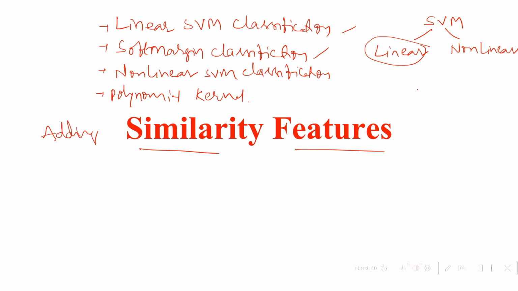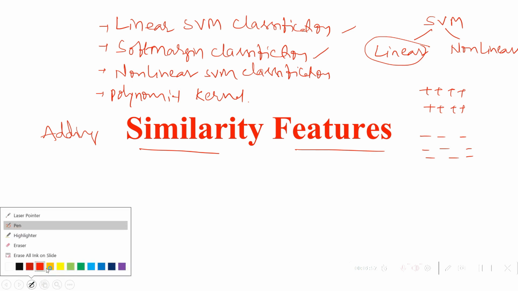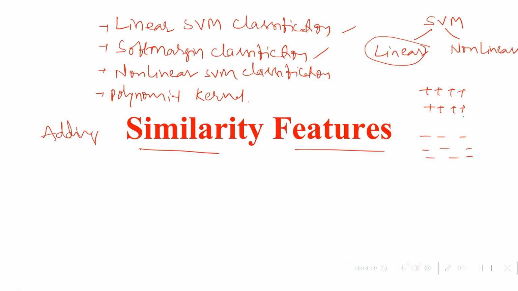So what is the meaning of linearly separable data? The data can be separated with the help of a simple linear equation. For example, the data set will look like a positive class and a negative class, like this. And here we draw a line with a simple line equation and separate the data into two parts. This type of technique is called linearly separable data.